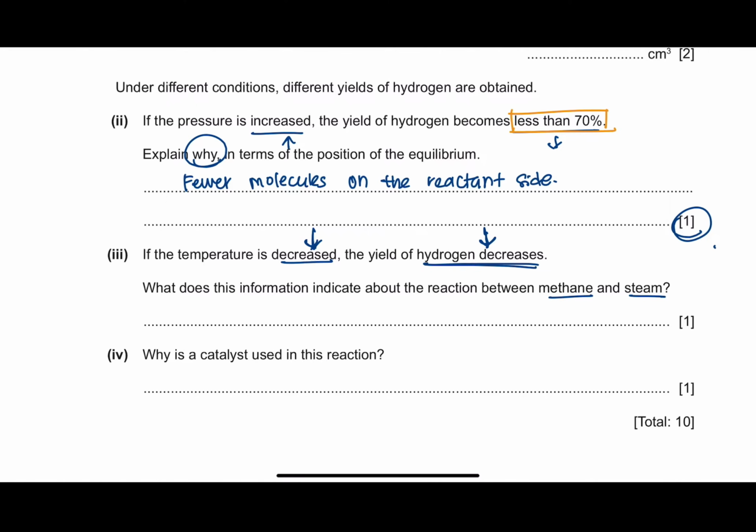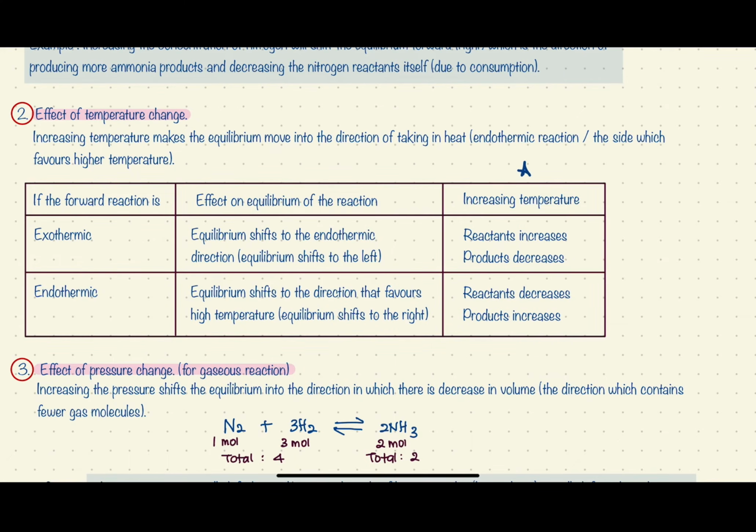So now let's refer to our table. I've only put a column for increasing temperature, so automatically when you decrease the temperature, the opposite happens. So when you decrease the temperature, for exothermic, your product will decrease and for endothermic, your product will increase. So the question has mentioned that the yield decreases. If the yield decreases, this means that your forward reaction is exothermic.